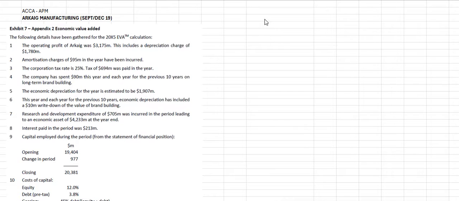So you know the format of economic value added. We take NOPAT, net operating profit after tax, and then you subtract imputed interest. Imputed interest is year beginning capital employed multiplied by weighted average cost of capital, and the answer is EVA. So let's start how to calculate NOPAT.